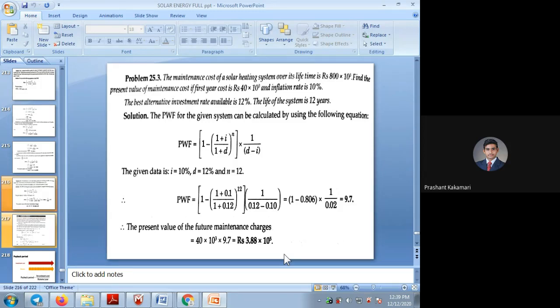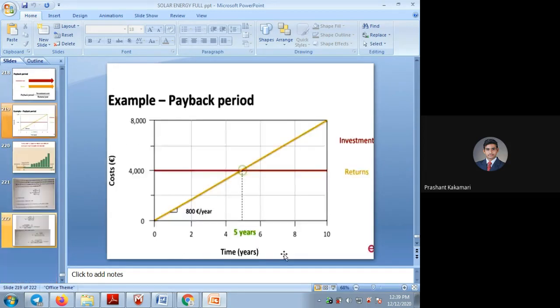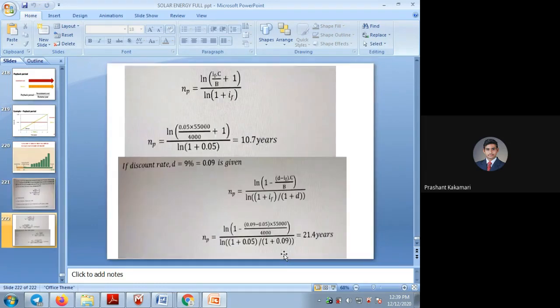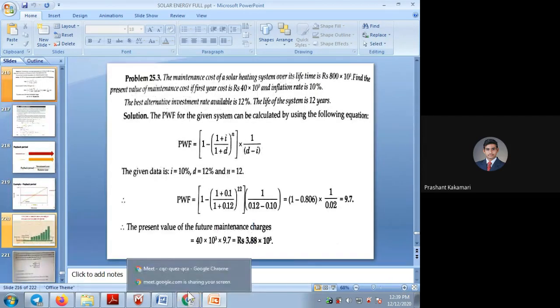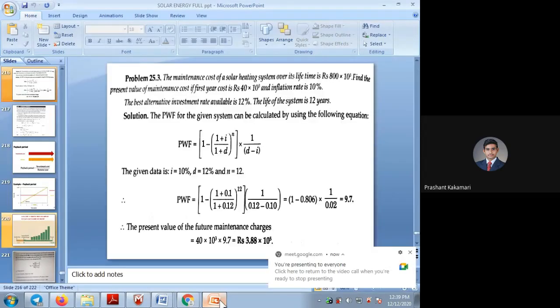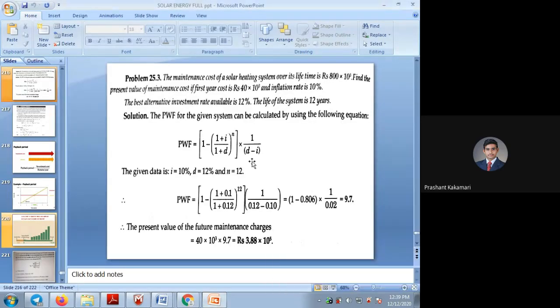Next problem is, okay, we will finish up the problems today. Yes, next problem is the maintenance cost of a solar heating system over its lifetime is rupees 800,000, 8 lakh rupees. 8 lakh rupees is only on the maintenance of the solar heating system for its lifetime. Find the present value of maintenance cost.